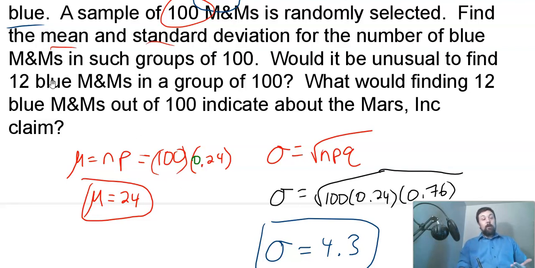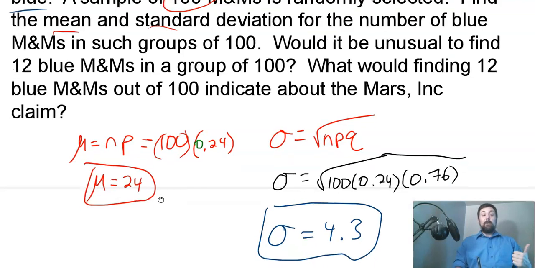But 12 is below the mean. So my only concern is 12 below the minimum usual value? I don't have to worry about this being above the maximum usual value, right? Because 12 isn't above my mean. It's below my mean. So the only way 12 could be unusual is if it goes too low, below my minimum usual value. So that's the only one I really need to find.